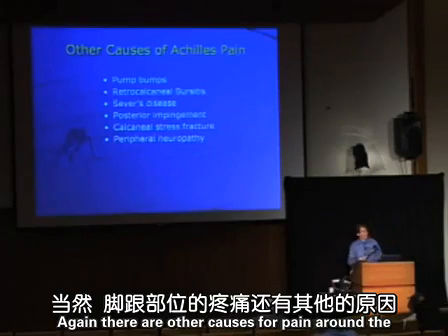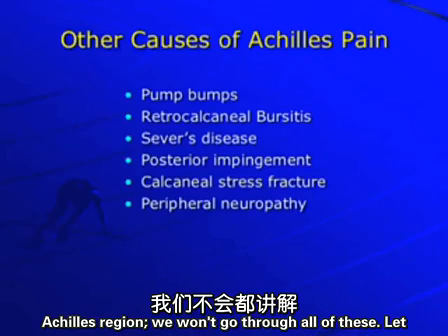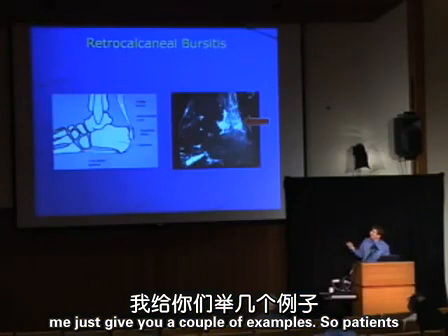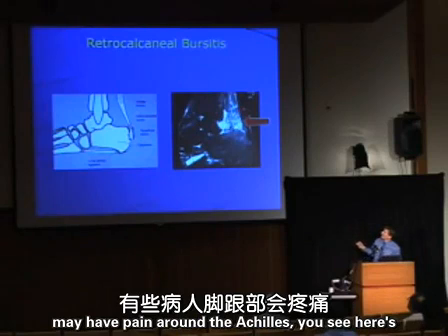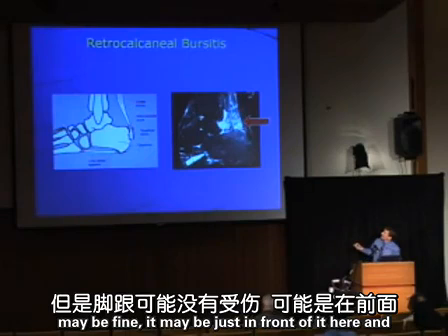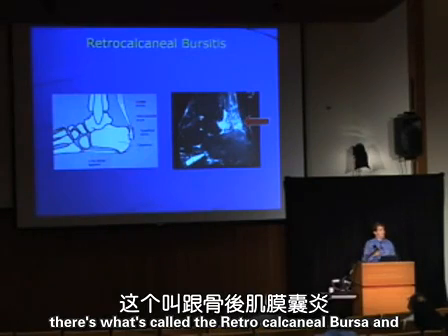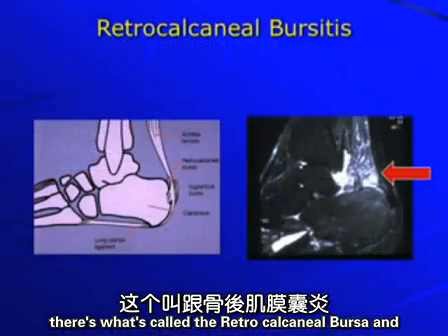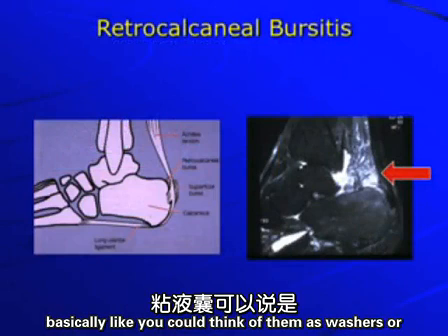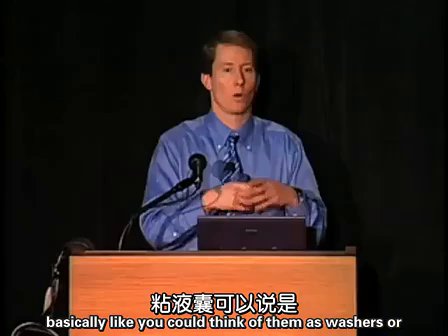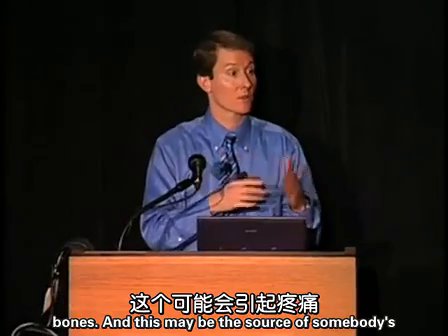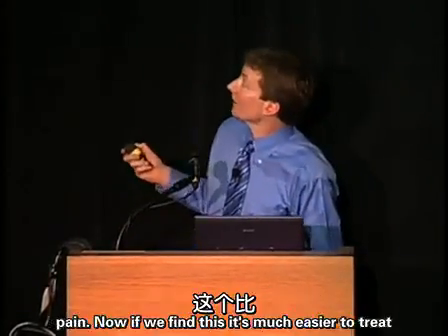Again, there's other causes for pain around the Achilles region. We won't go through all of these. Let me just give you a couple examples. So patients may have pain around the Achilles. You see here's this dark area here at the Achilles, but the Achilles may be fine. It may be just in front of it here. And there's what's called the retrocalcaneal bursa. And it's a sac of fluid that can get inflamed. Bursas are basically, you could think of them as washers or protective sacs that are interspersed between tendons and bones. And this may be the source of somebody's pain.